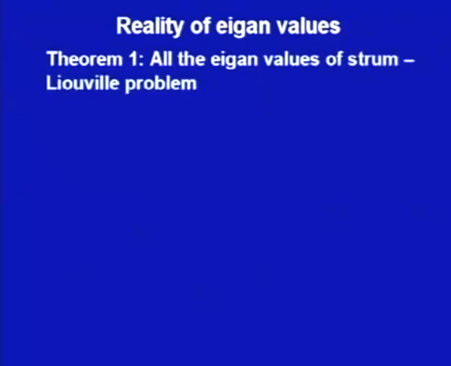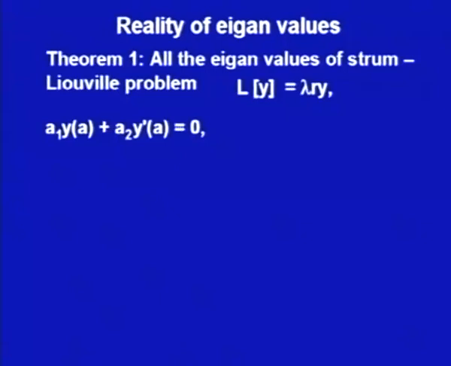This is defined here as a theorem. All the eigenvalues of the Sturm Liouville problem Ly equal to lambda r y with boundary conditions a1 y a plus a2 y dash a equal to 0, b1 y b plus b2 y dash b equal to 0 are real. So, how to show it? We would be showing it using the Lagrange's identity.